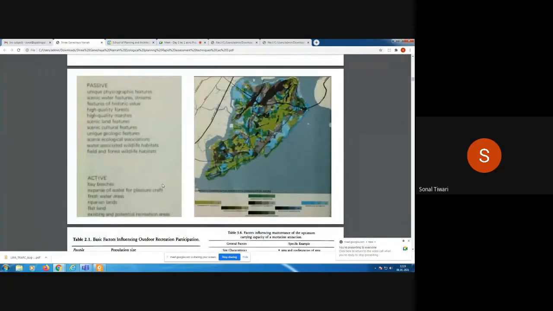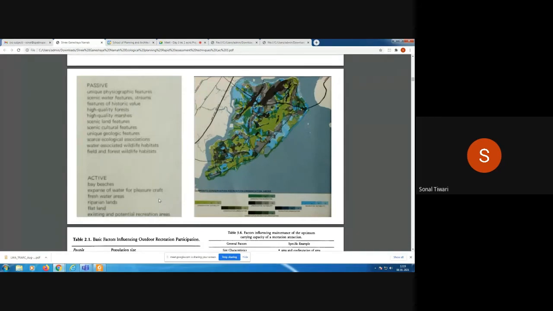So basically, when we talk of recreation, these water bodies provide two types of recreational activities. One is the passive, and the second is the active. So passive activities are generally reserved for areas with unique geographic features, high scenic water value, features of historical value, high quality forest, high quality marshes. These are more fragile as compared to other zones, while areas which require a lot of human engagement can be classified under active recreation.